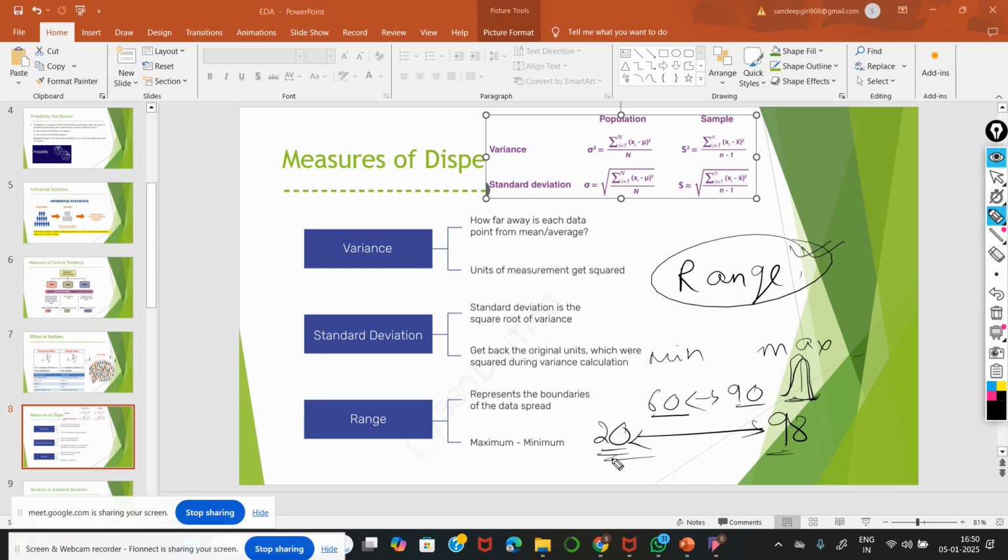But here the variance is more, standard deviation is more, and even the range is more, 20 to 98. So this is what range is. Ultimately these three things should be giving you the idea of measurement of dispersion, how much the data is getting dispersed.